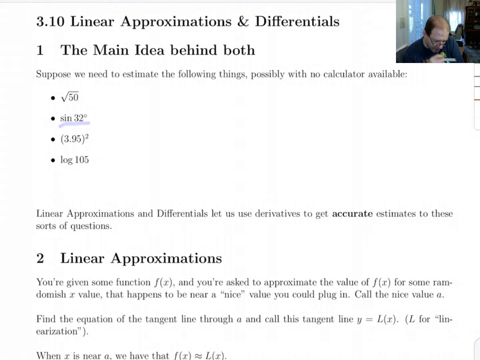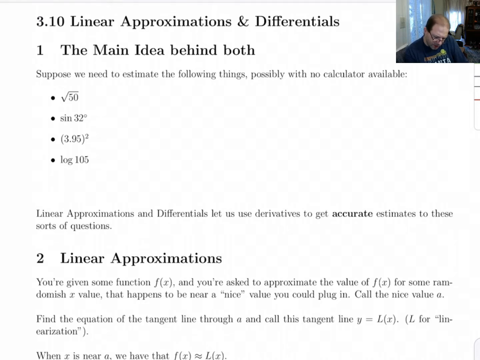Same thing here, sine of 32 degrees. It'd be a lot easier to take sine of 30 and get 1/2, and then know that this is a little bit bigger than a half. This right here is going to be slightly less than 4 squared, so this is going to be a little under 16. And log of 105, well, log of 100 is 2, so this is going to be a little bit bigger than 2.